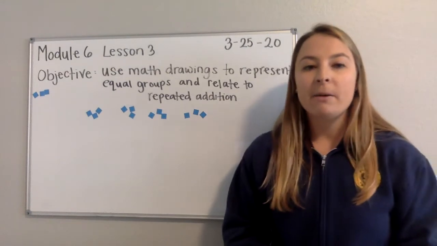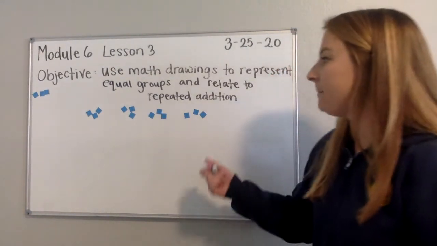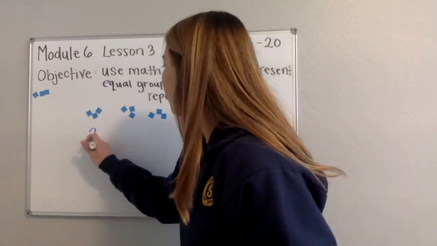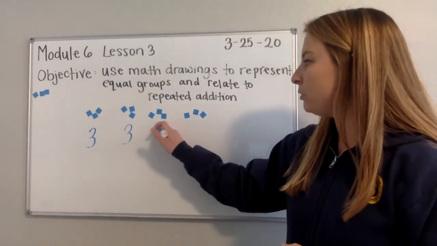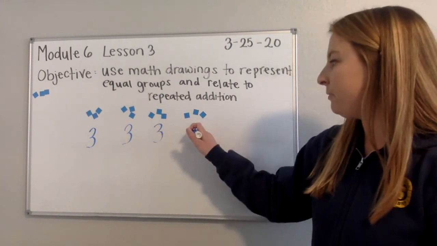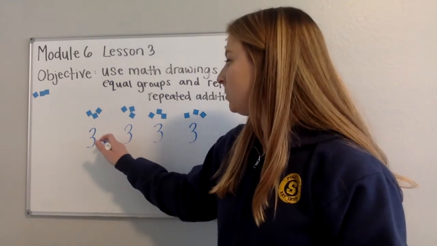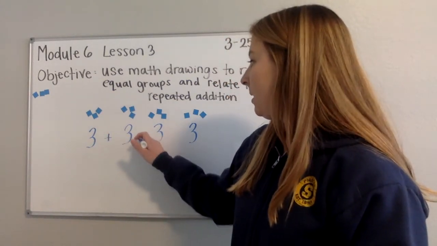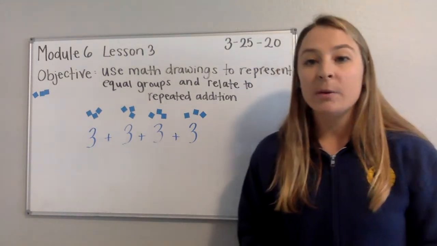I'm going to write my repeated addition sentence to match what I created. In my first group, I have 3. In my second group, I have 3. In my third group, I have 3. And in my fourth group, I have 3. To find the total, my sentence would be 3 plus 3 plus 3 plus 3. Now in Lesson 2, this is where we stopped.